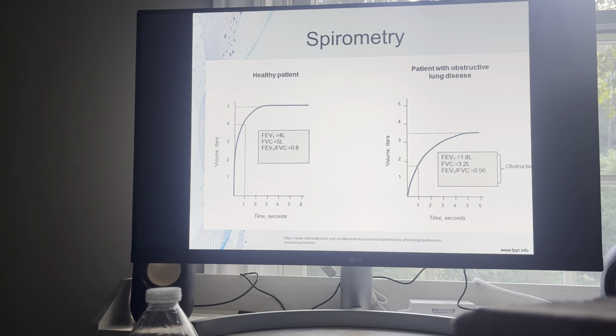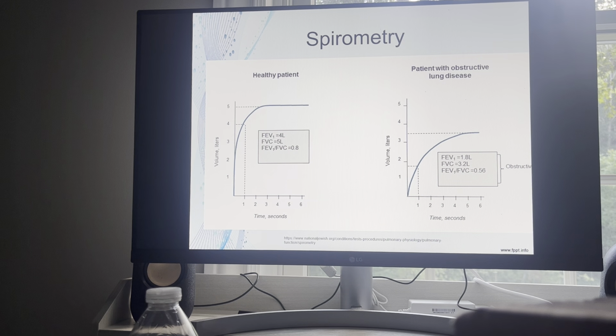And then this is the volume time curve. Notice in a healthy patient, again, this is volume per time in seconds. The first second in a healthy patient, most of that air is coming out, and then not much more comes out thereafter. So for this patient, in the first second, he's blowing out 4 liters of air. And then after that, he's just blowing out another liter.